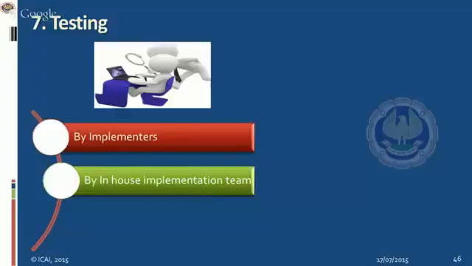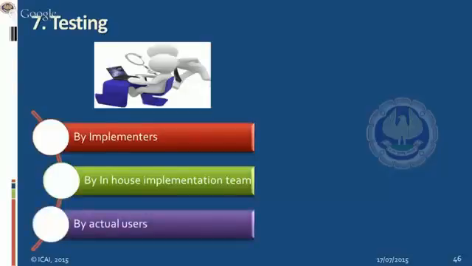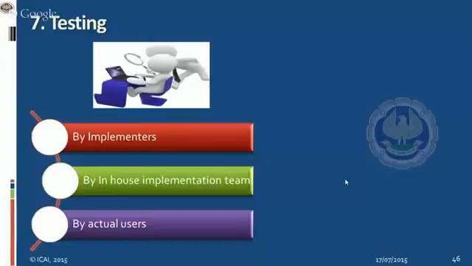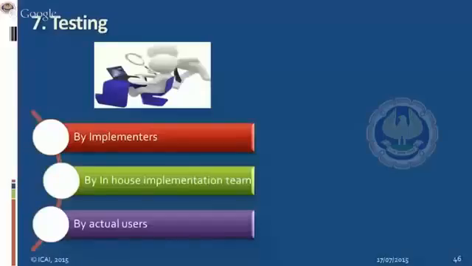To some extent, they are techno-savvy people. They understand the system in a better way as compared to the actual user. So they will be testing the system as per their need. And the third level of testing shall be done by actual users. Once all these three levels of testing are over, our software shall be ready. The testing shall be done first by implementers, then by the in-house implementation team, and then by actual users. Once the software passes all these three levels of testing, then what is to be done?